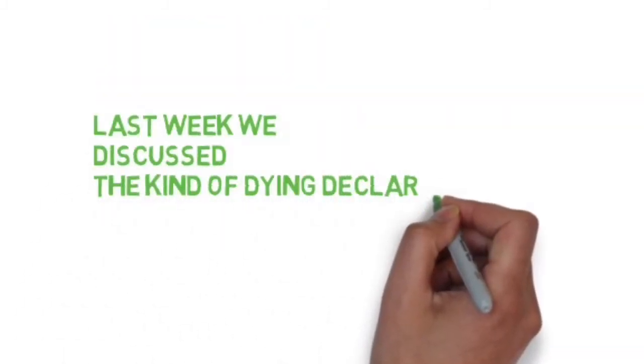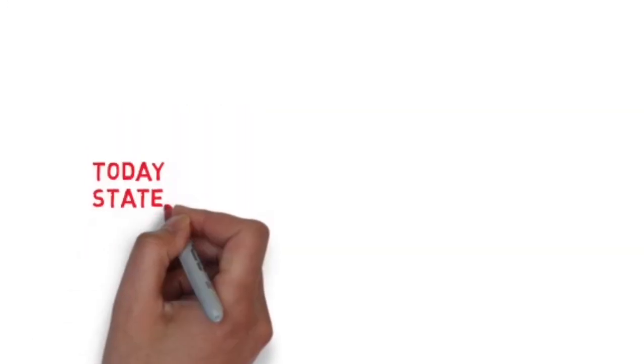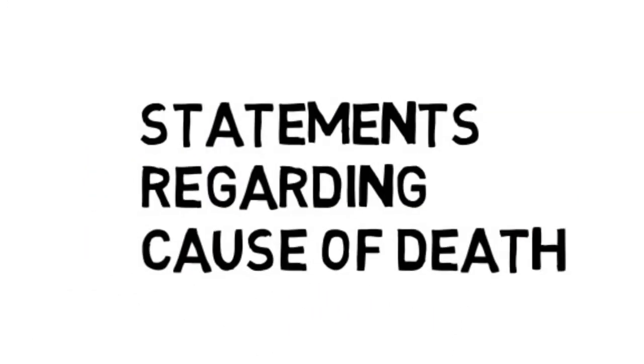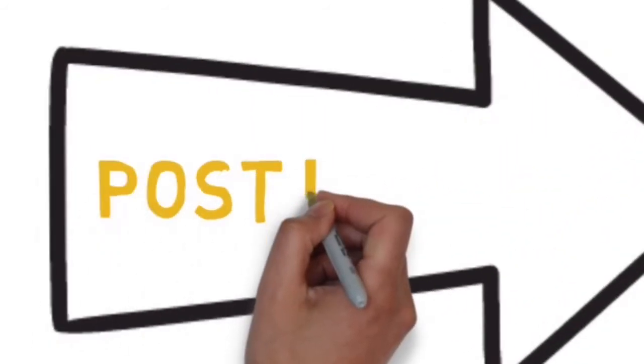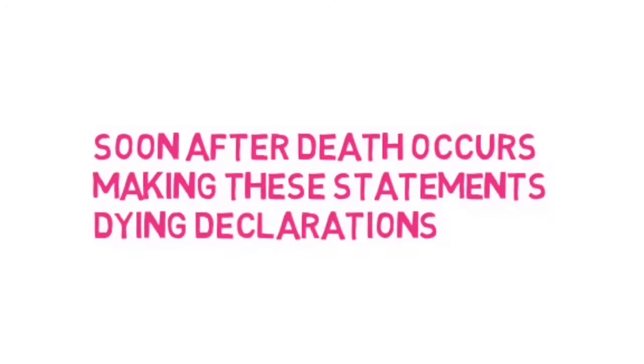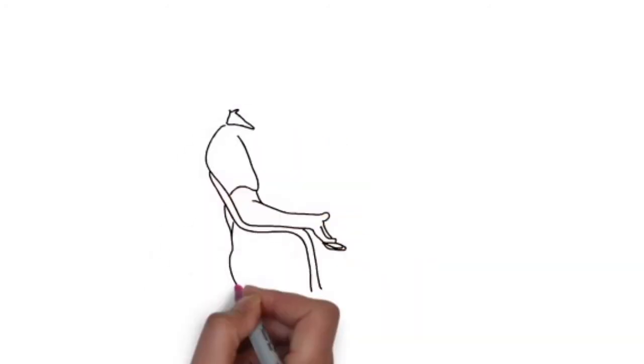Last week, we spoke about statements which are regarding a circumstance of a transaction leading up to death and how those statements become relevant as dying declarations. Today, we will be discussing statements which are directly regarding a cause of death or a cause of injury. Most of these statements are post-injury and soon after them, death occurs, making these statements dying declarations. Let's understand this concept better with the help of exemplification. So here's an example for you.